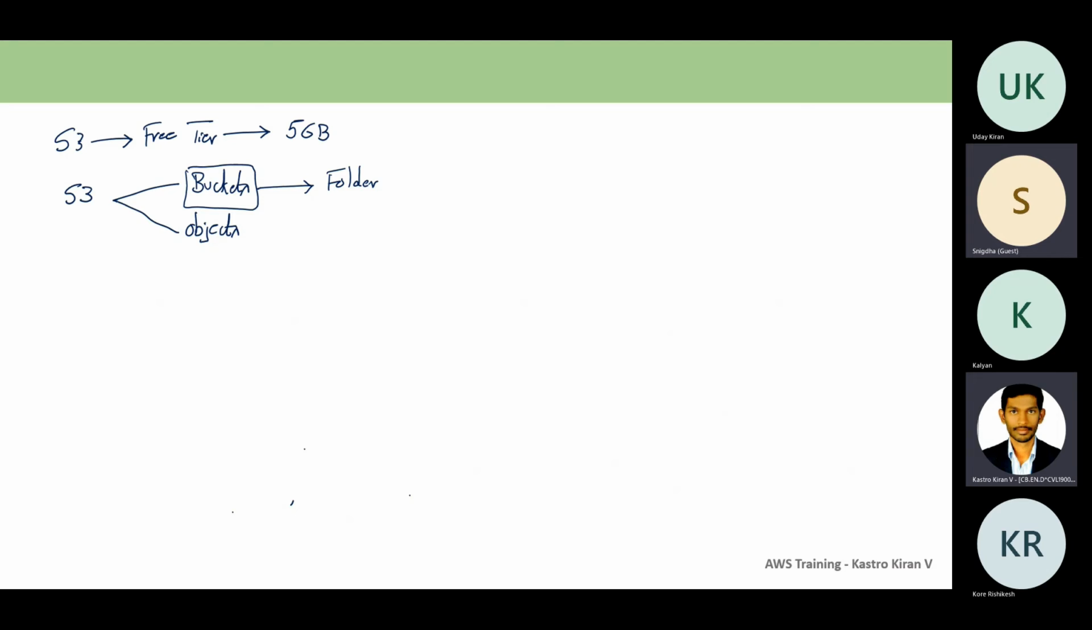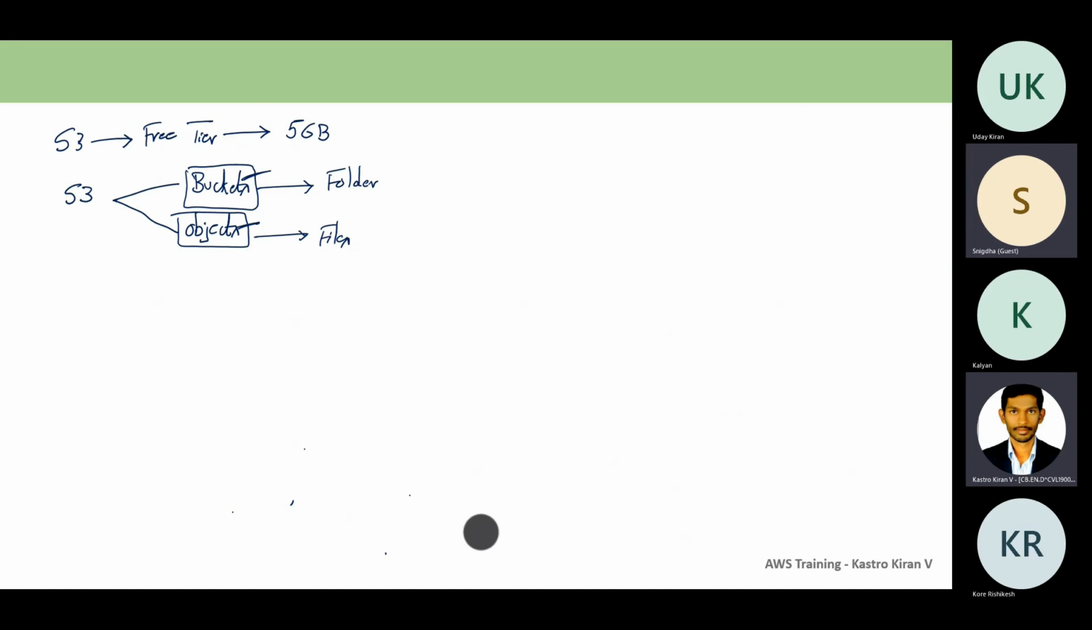Whenever we talk in AWS terminology, I'll call it a bucket only. I don't call it a folder. Whatever files you are storing in the folder are called objects. So technically, buckets are the folders, and objects are the things that are stored in buckets.